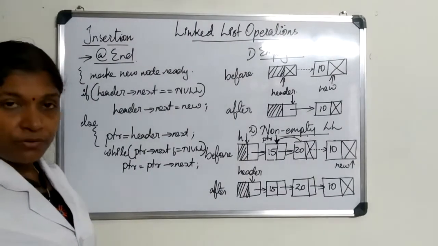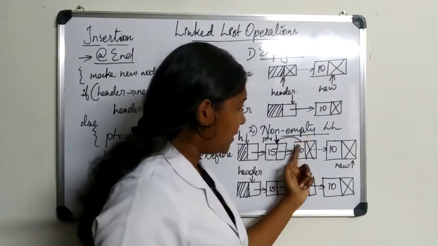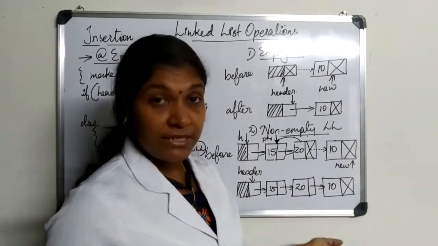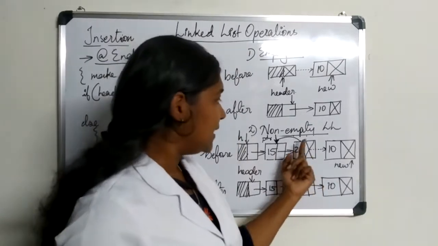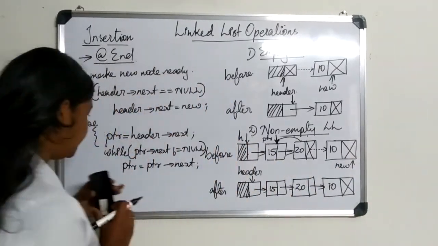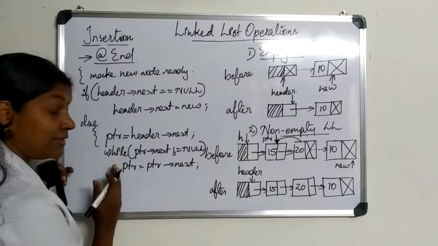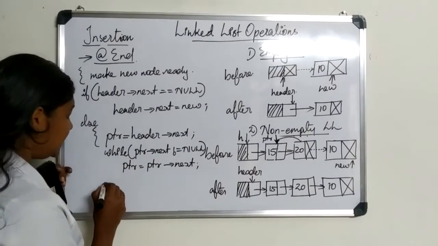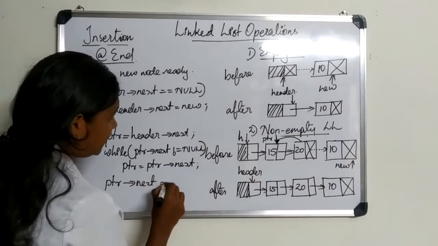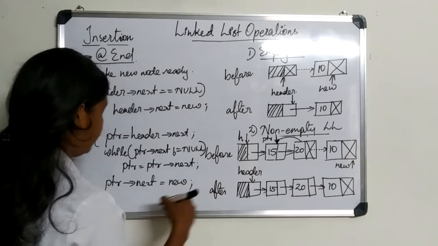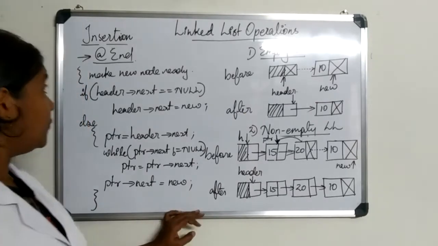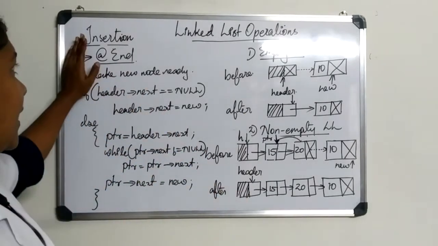Once we are out of the loop, PTR would be pointing to the last node. Then what is the remaining step? We just need to reset the pointer of the last node. That is, PTR.next is equal to the new node. What is the name of the new node? It is new. You should notice the alignment which I am writing. So PTR.next is equal to new. With that, our insertion is over. This is the code for insertion of a new node at the end.